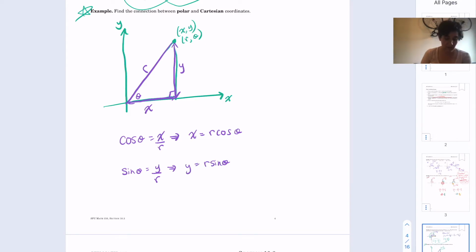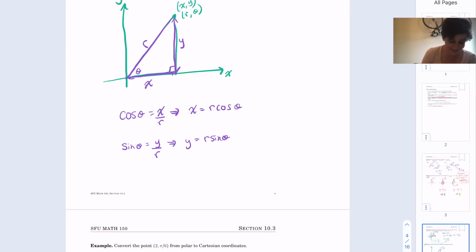Okay. We can figure out a few other things. We know that tan of theta, well, that is my opposite over adjacent, so that is y over x. And we also know that r squared is equal to x squared plus y squared by Pythagoras. Okay? And so these are our relationships that we know based on our triangular geometry. And so we can be very explicit. So going from polar to Cartesian.